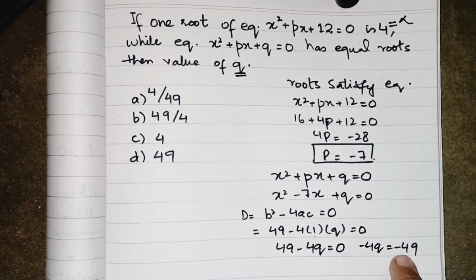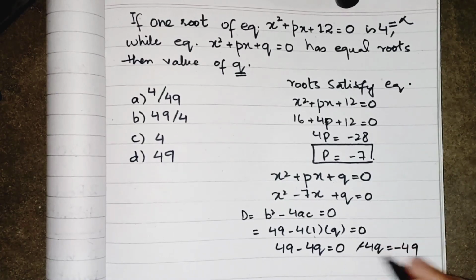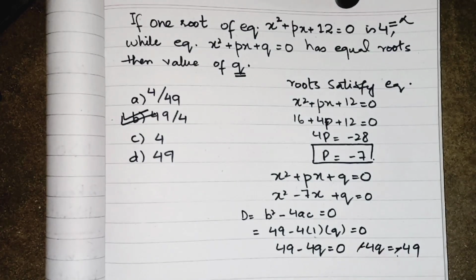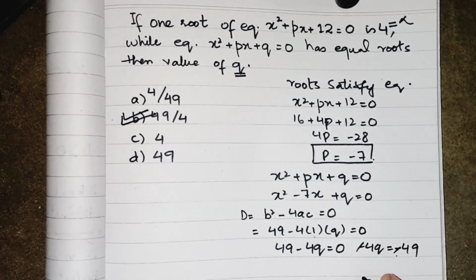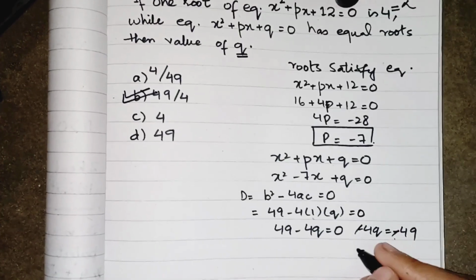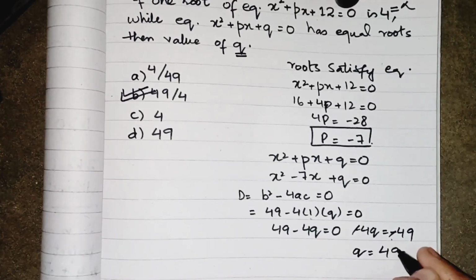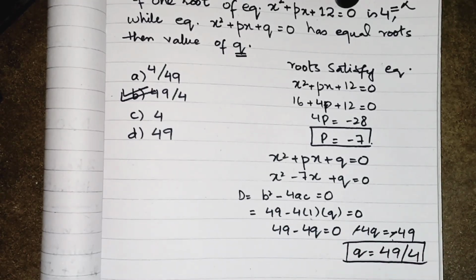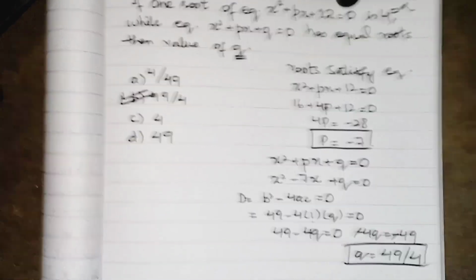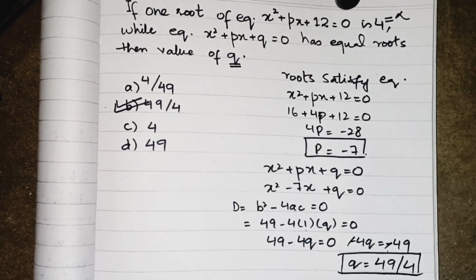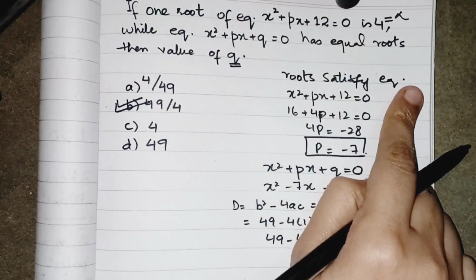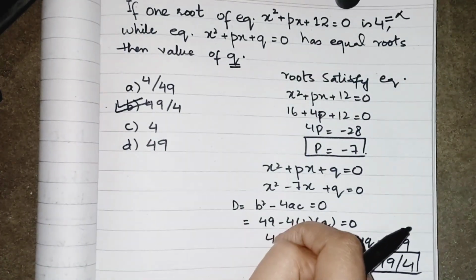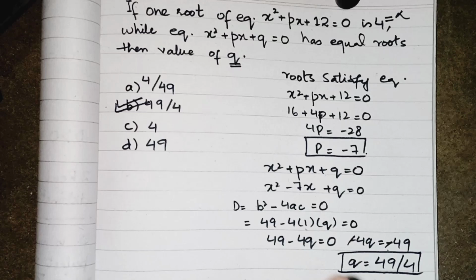So what will be the value of q? The value of q will be 49 upon 4, because this 4 is multiplying, when it goes to the other side, it will be written as q equals 49 upon 4. This one will be the value of q. See, just applying the basic rules and what we learned in our previous videos, that roots satisfy the equation and both equations have the same roots, so we can simply find the value of q.